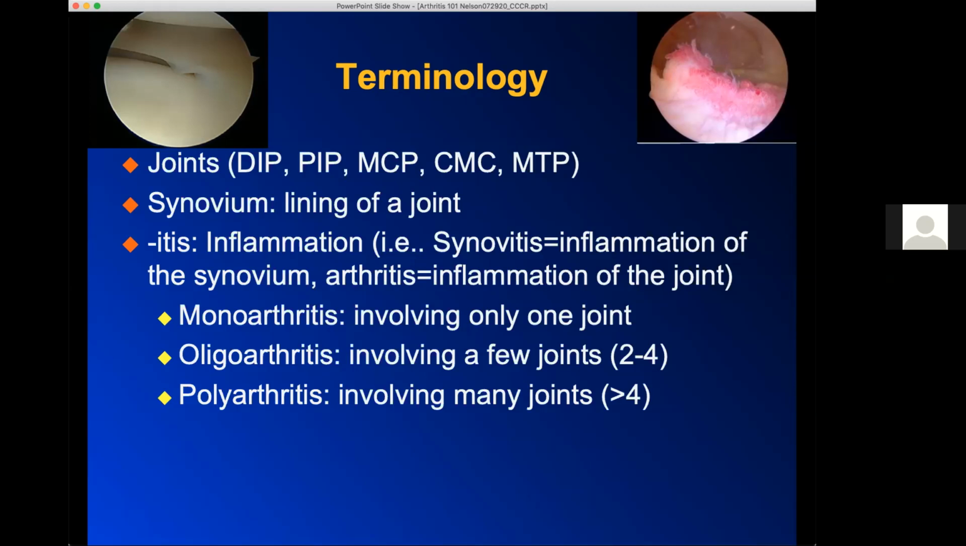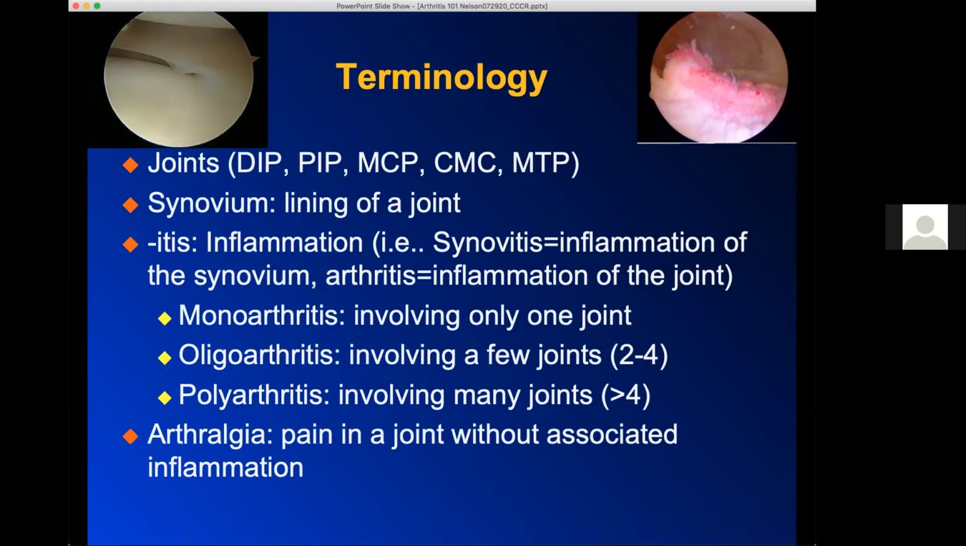Monoarthritis is inflammation involving one joint. Oligoarthritis is a few joints, up to 4, and polyarthritis is more joints than 4. Arthralgia is pain in a joint where we don't feel inflammation. So whether that's clinically or we have imaging or whatever it might be, the joint hurts, but we don't see any evidence to support that it's arthritis, that there's inflammation in the joint.